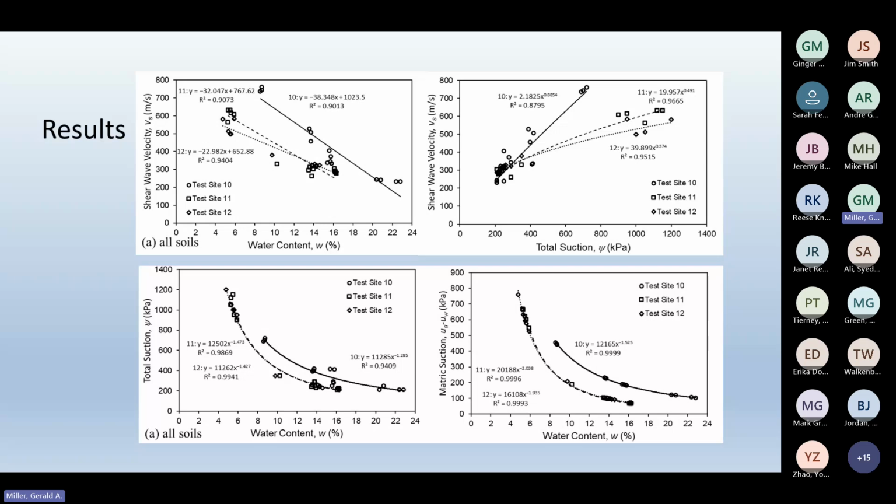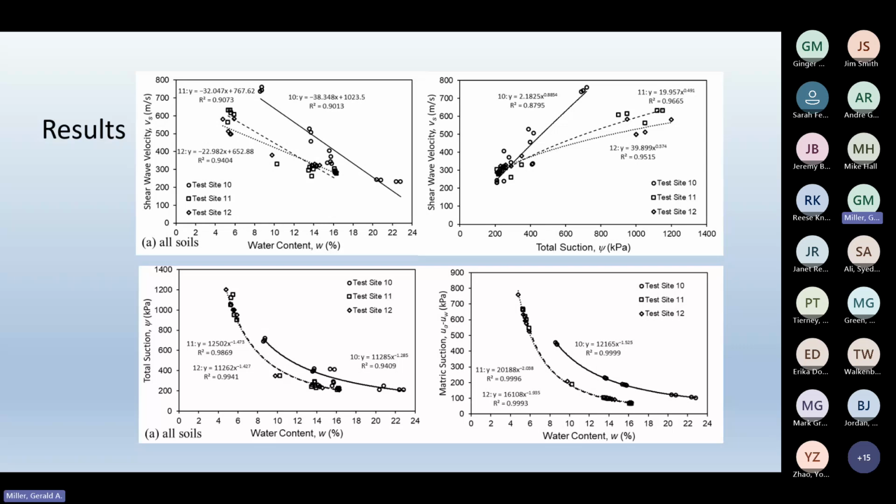And as expected, there's a very strong correlation for this laboratory obtained data, and coefficients of determination are very high. You'll notice two sites are very similar in terms of their trends. But what we call site 10 tends to have higher shear wave velocities for a given water content. And part of that can be explained by the soil water characteristic curves shown below here, the relationship between water content and total suction. And over there, we have water content versus estimated matrix suction.